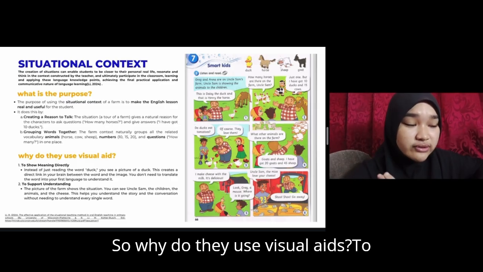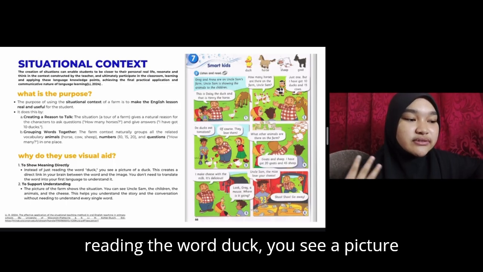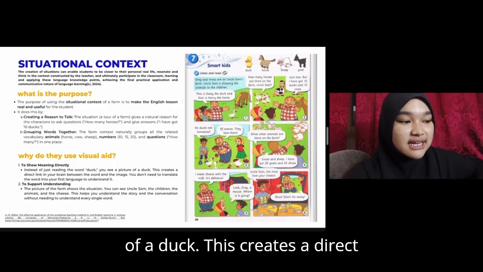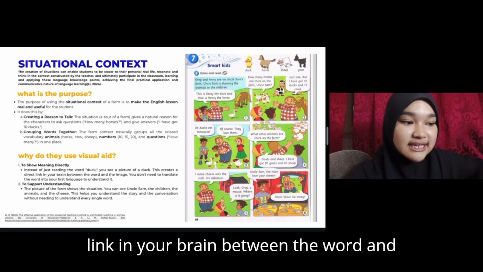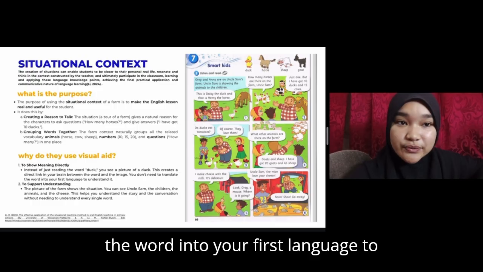So why do they use visual aids? To show meaning directly. Instead of just reading the word dog, you see a picture of a dog. This creates a direct link in your brain between the word and the image. You don't need to translate the word into your first language to understand it.